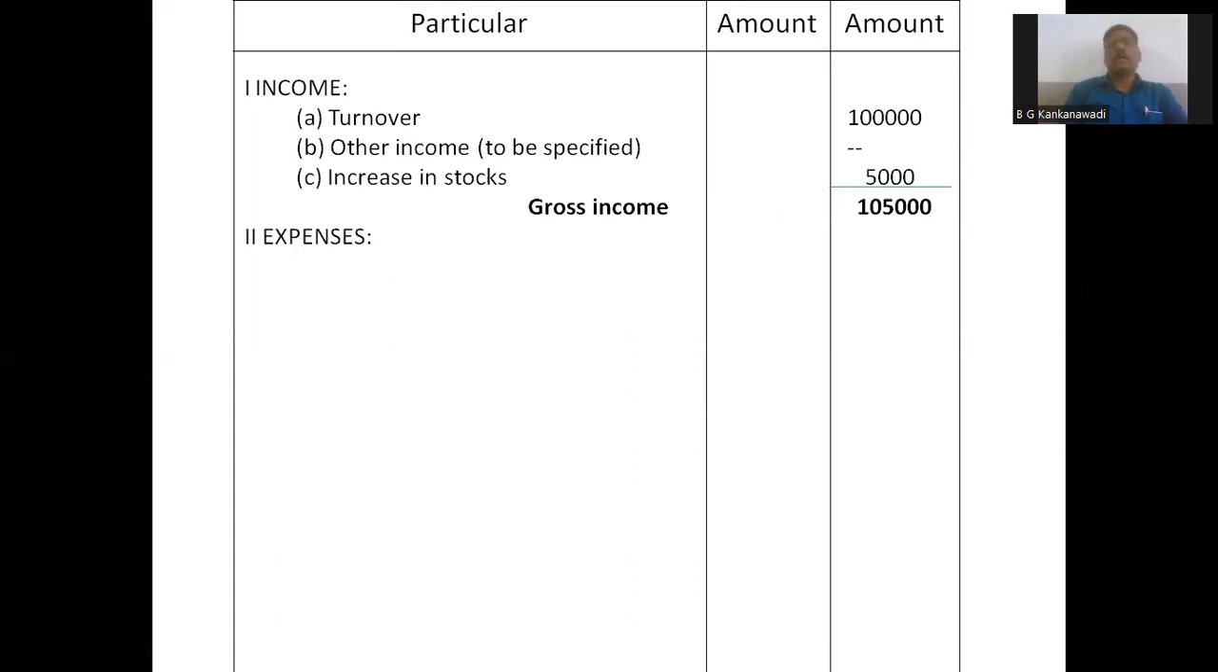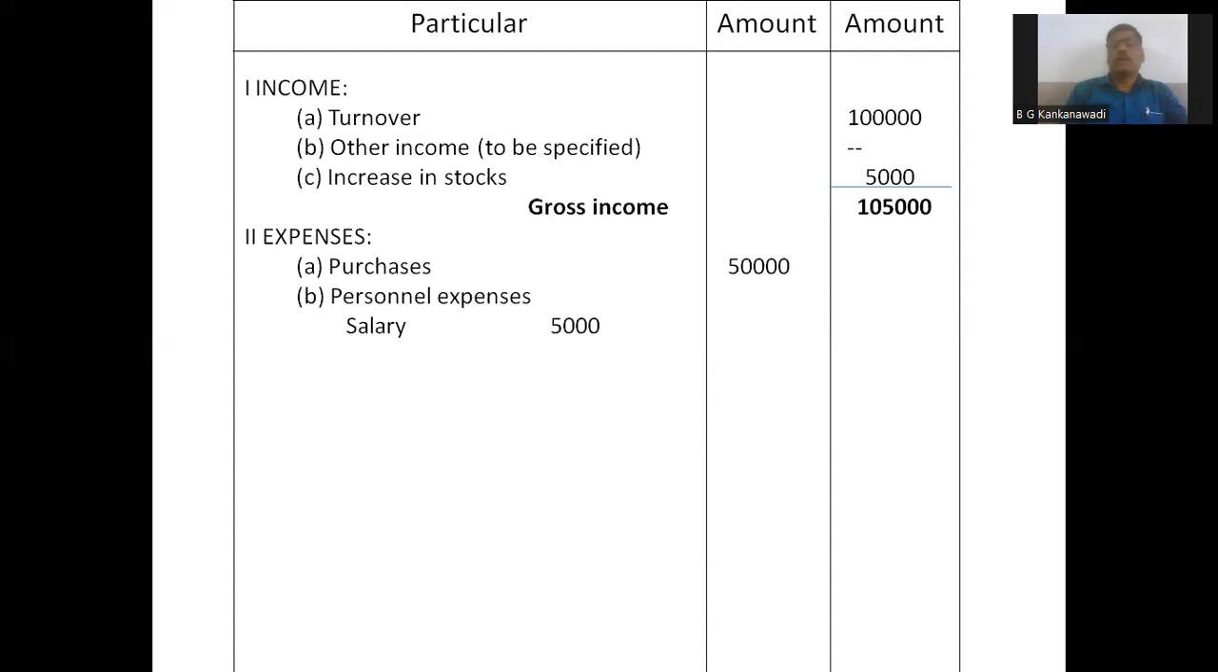Next head is expenses. Under the expense head, first is purchase. You take purchase from the given problem. The purchases are related to material and finished stock. Thereafter, you write personnel expense. In the personnel expense there are only two items: one is wages, another is salary. For salary there is an adjustment, outstanding salary, so you adjust and take the amount.